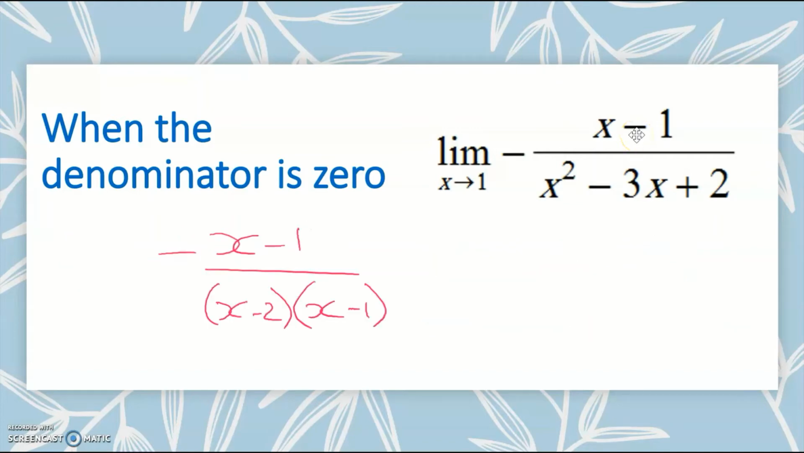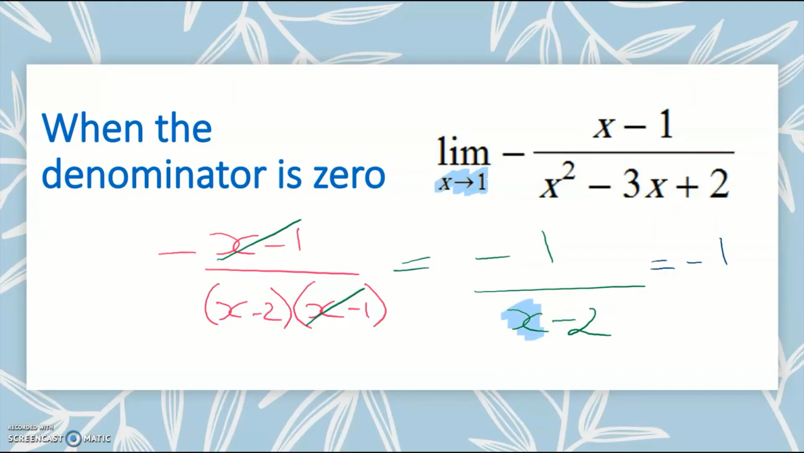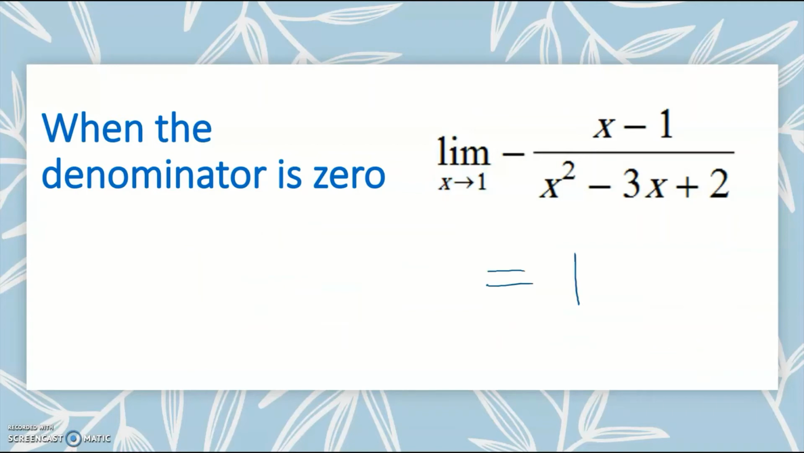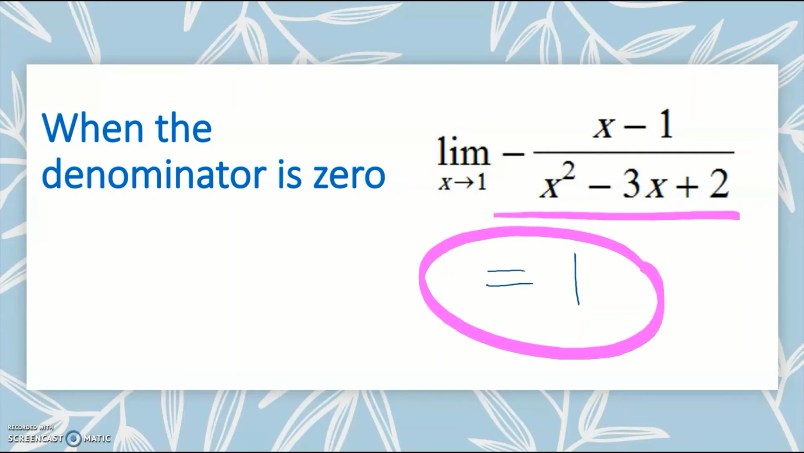So I've just rewritten that with the factored form as the denominator, and what you can see is that the x minus 1's cancel, so I'm going to end up just with negative 1 on the top over x minus 2, and then I can perform my substitution. So I'm going to substitute x equals 1 for my x value, and I end up with negative 1 over negative 1, which equals 1. So the limit of this function as x approaches 1 is 1.